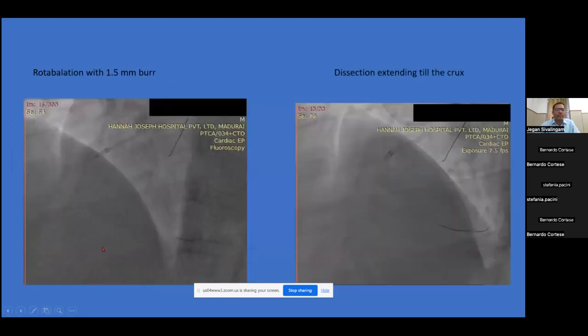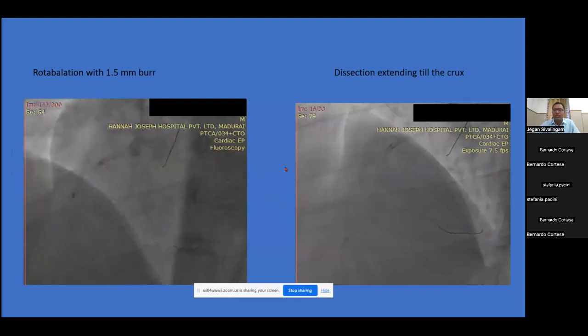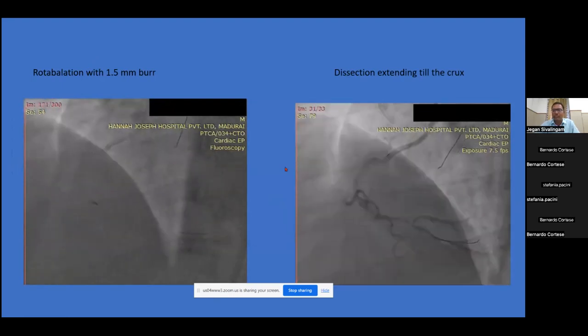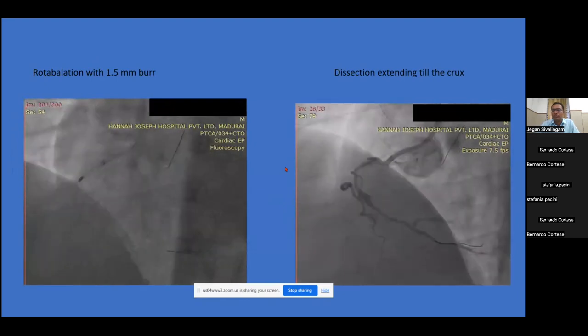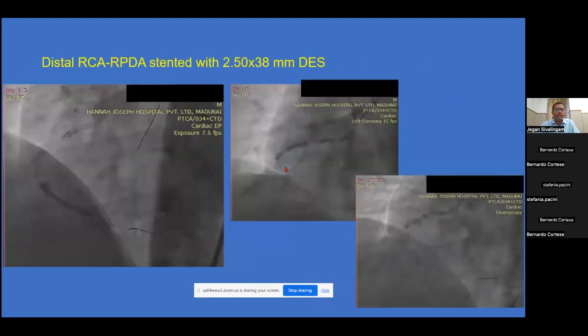So we took a 1.5 mm burr. Vessel size was 3 millimeters, so 0.5 ratio means we took a 1.5 mm burr. Then after rotablation, we found there was a very bad dissection extending till the crux. So immediately we fixed it. We sealed the distal point.